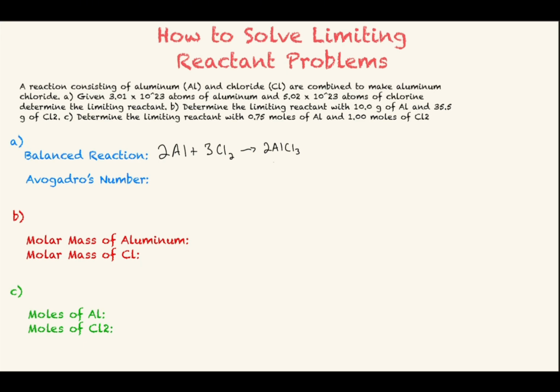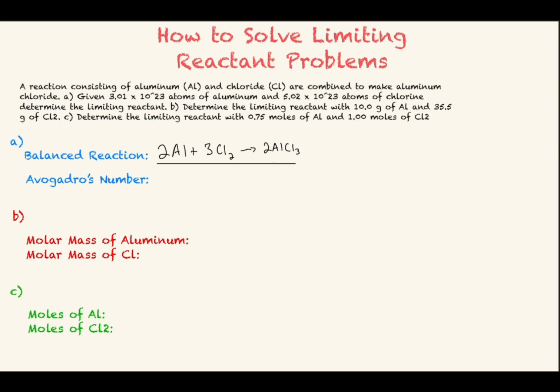What we're going to need for all of these is the balanced chemical equation, which is going to be 2Al plus 3Cl2 creates 2 aluminum chloride. The question's asking, a reaction consisting of aluminum and chlorine are combined to make aluminum chloride. For A, given 3.01 times 10 to the 23 atoms of aluminum and 5.02 times 10 to the 23 atoms of chlorine, determine the limiting reactant.